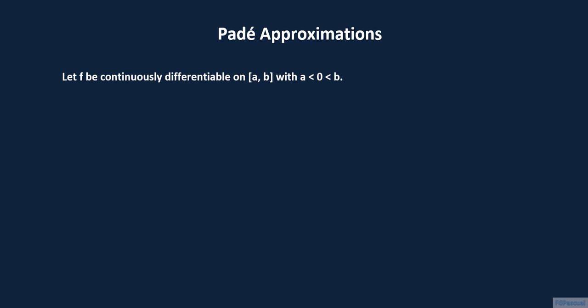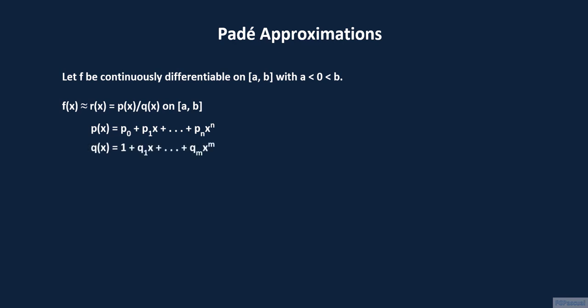A Padé approximation for f of x is a rational expression which we call r of x. r of x is equal to the quotient of two polynomials p of x and q of x. We set p of x equal to the sum of p sub 0 all the way up to p sub n times x to the nth power, while we set q of x equal to the sum of 1, q sub 1 times x, all the way up to q sub m times x to the mth power. Observe that q sub 0 is equal to 1.